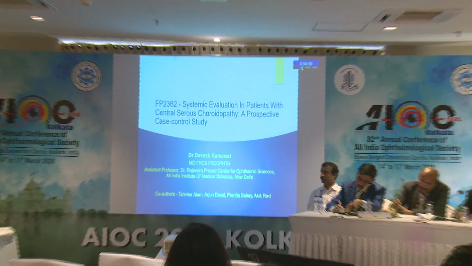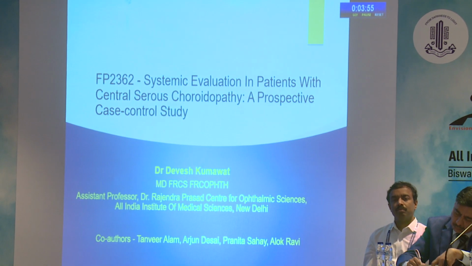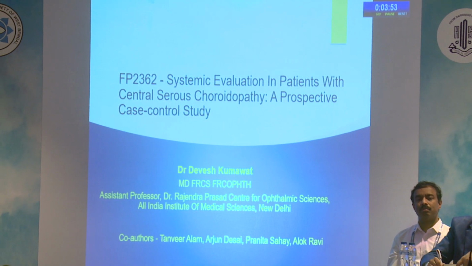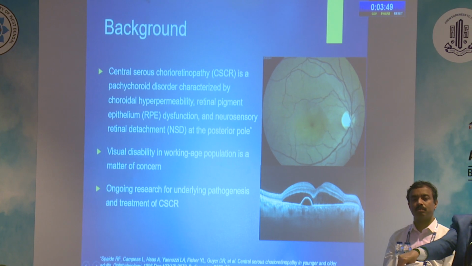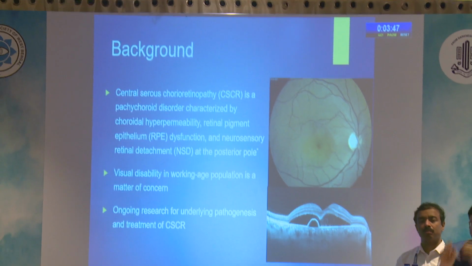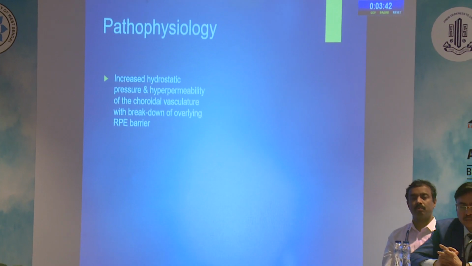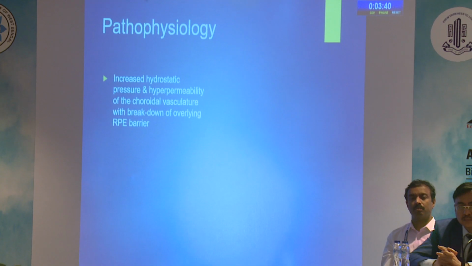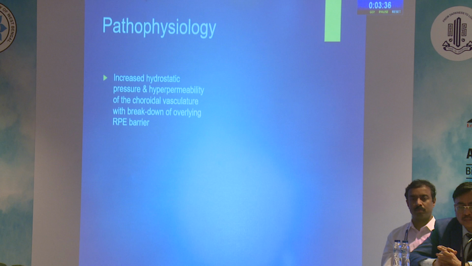Good afternoon, respected judges. I'll be presenting my work on systemic evaluation in patients with central serous chorioretinopathy, a prospective case control study. Central serous chorioretinopathy is a pachychoroid disorder, and the pathogenesis and treatment of CSCR is very ambiguous. The most accepted hypothesis is that it occurs because of increased hydrostatic pressure and hyperpermeability of the choroidal vasculature that leads to the breakdown of the overlying RPE barrier.